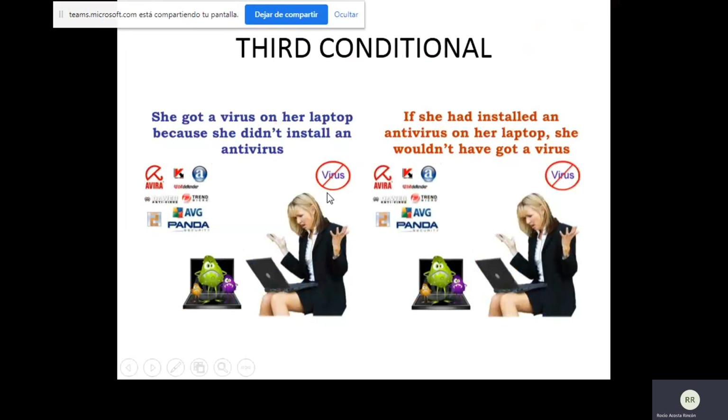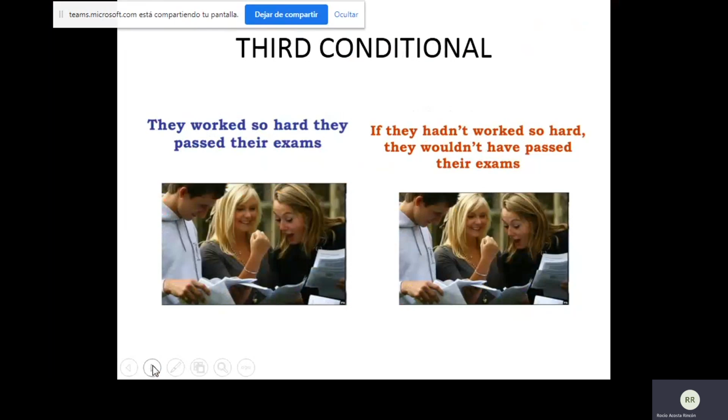And again, we find that the construction fits the third conditional. In this case, we have the description of a situation. For example, she got a virus on her laptop because she didn't install an antivirus. So this is the situation. Of course, then, if we want to express this situation in the third conditional, if she had installed an antivirus on her laptop, she wouldn't have got a virus, or gotten, because gotten is also a participle. But it's not true because, of course, her laptop is totally full and infected with viruses.